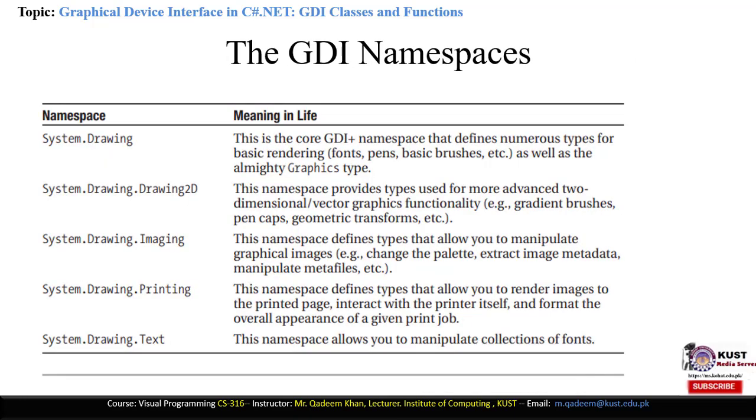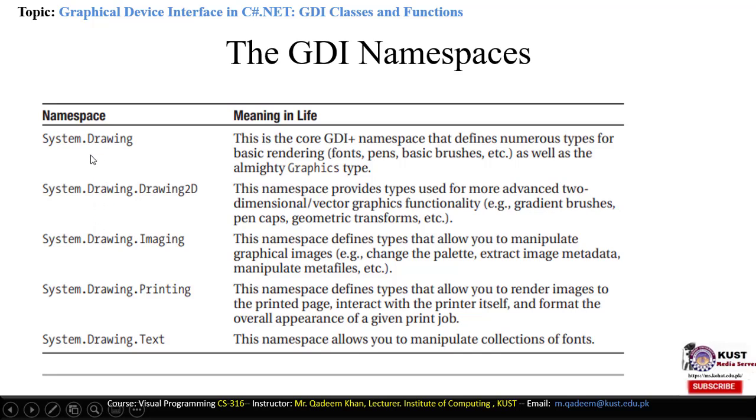Now, it's very much important to understand the GDI namespaces. GDI namespaces are different libraries which we import on the top of the program. For example, a simple library is using System. So we write that library on the top of the form or on the top of the coding so that we can use their functions in our program. The GDI has these 5 important libraries.